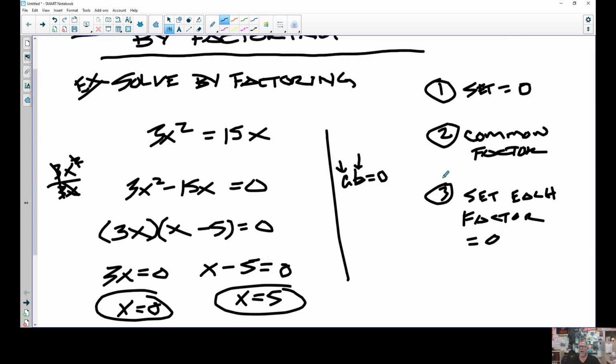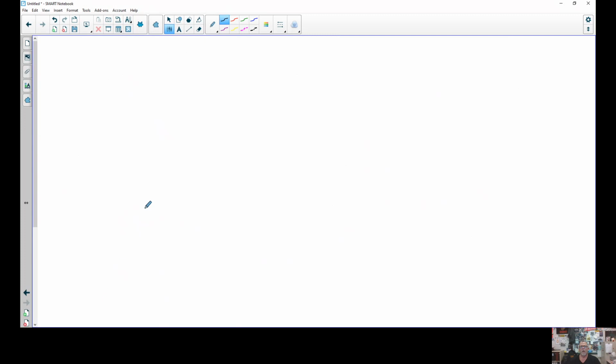So common factor, I should have mentioned there is an in-between step here, if we want to call it 2a. If there's no common factor, you try to factor the quadratic, and you'll see that in the next one. We'll cross that bridge when we come to it. All right. So now our next one, again, solved by factoring.